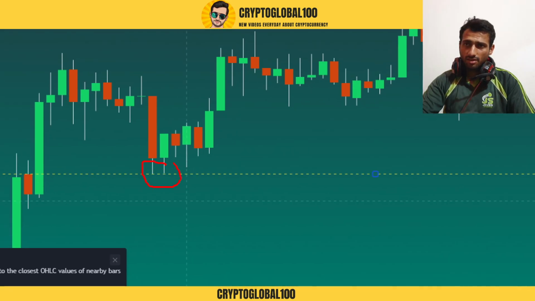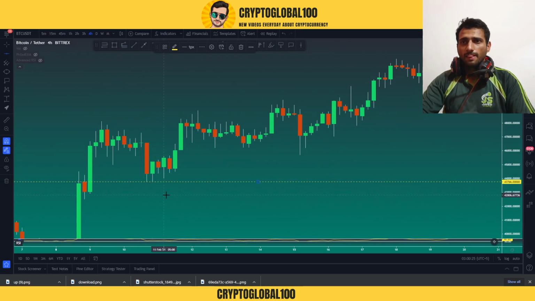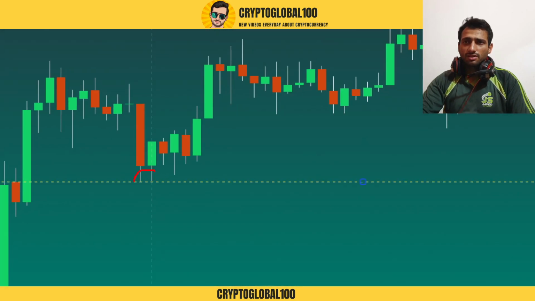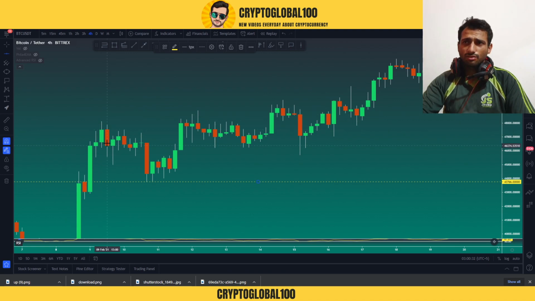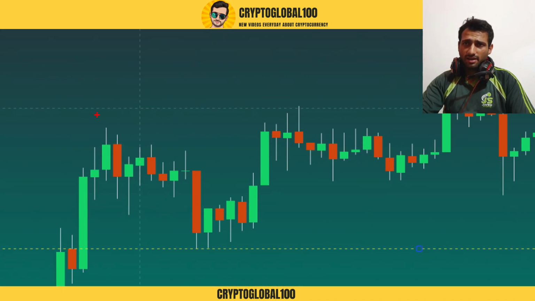This is the area where we have a wick on the downside, okay. This is the support area or the demand area, okay. Now we have called this one the support area. Now what's next? If I take a look at this area on the left of this chart, you can see here the price has not gone up past this area.